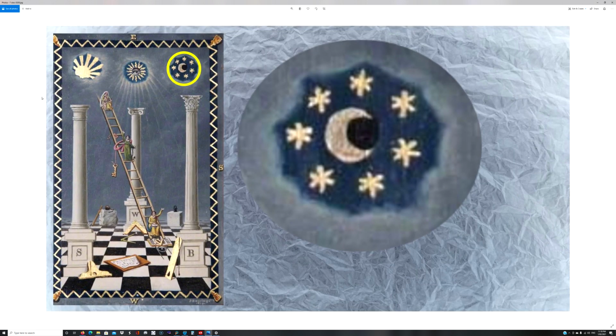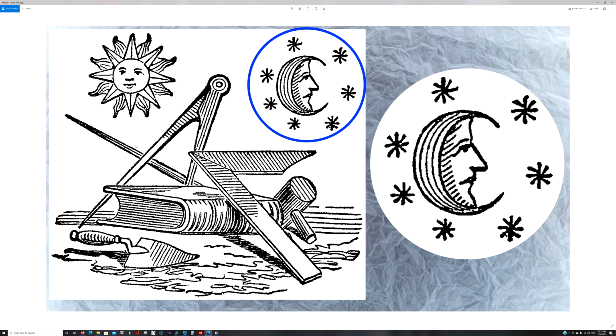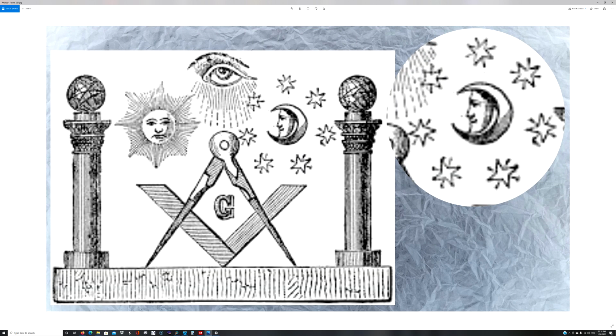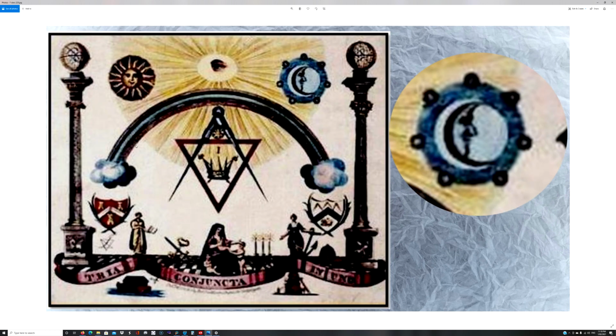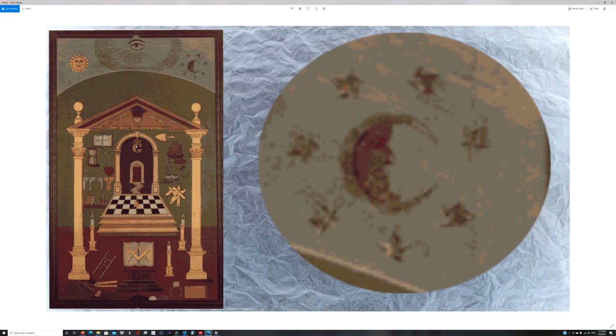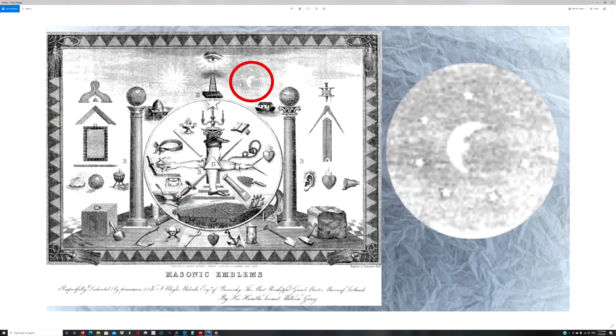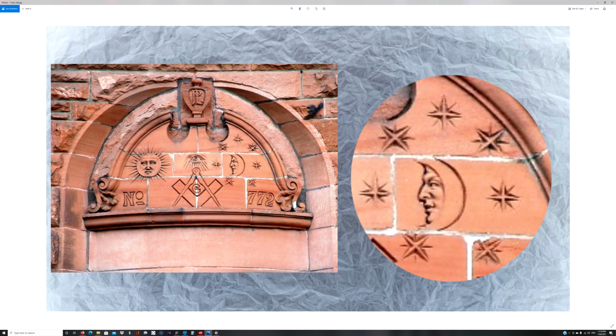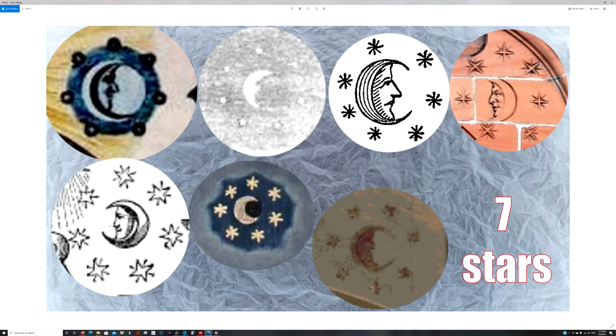However, you also see very often, such as here in the top corner, 7 stars arranged around the moon. The same thing here with 7 stars around the moon. Another example, on the top right of the tracing board. Here's another example, again 7 stars around the moon, and here's another example with 7 stars around the moon. So still 7 stars, just arranged a bit differently.